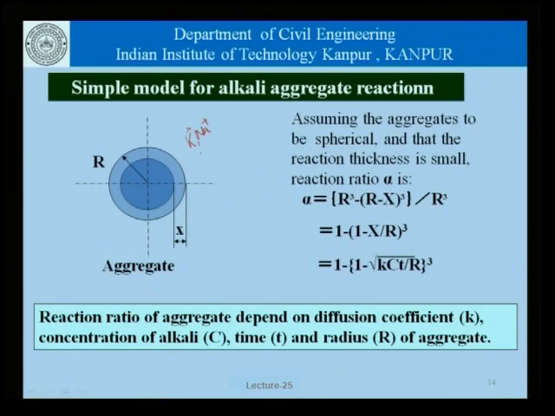And if we take this aggregate to be spherical, we can assume that as far as the spherical aggregate is concerned, in the neighborhood we have sodium and potassium ions. Now, initially the reaction takes place at the surface, and we get reaction products that are formed and are deposited on the surface.